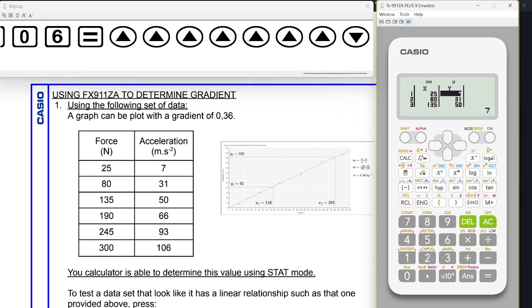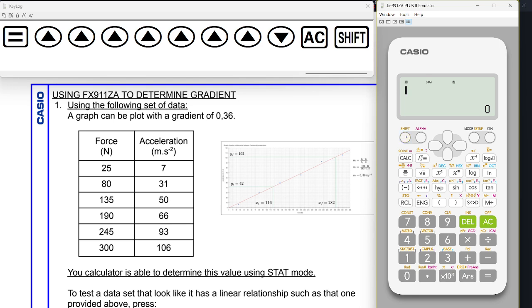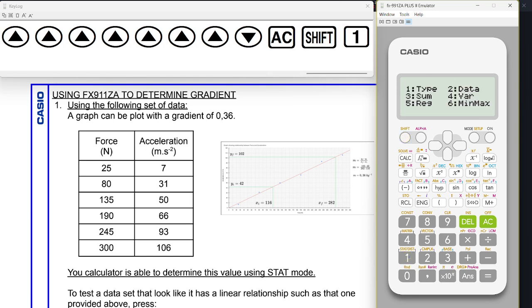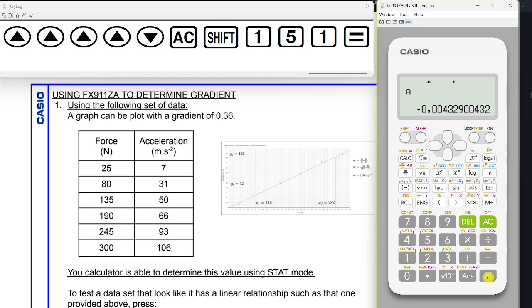You press AC. When you press AC here, it takes you back to this. Now it looks like you've deleted everything, but if you go Shift 1, it takes you to the options for all the data. So from here, it's 5 because we want a linear regression. So we press 5. A represented our y-intercept. So if we press 1, it'll give us a y-intercept, which is close enough to 0, as you can see over there.